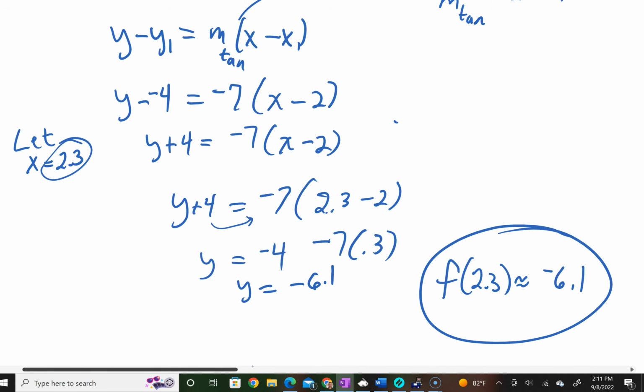Unlike example 1, we can't just say, hey, just plug 2.3 into this formula and work it out. No, we don't know what the function really is. All we know is what its derivative is, and then we're able to get this estimate. Hope this is making sense, and we'll be doing a worksheet together, really spiraled review, a lot of old stuff mixed in with this.